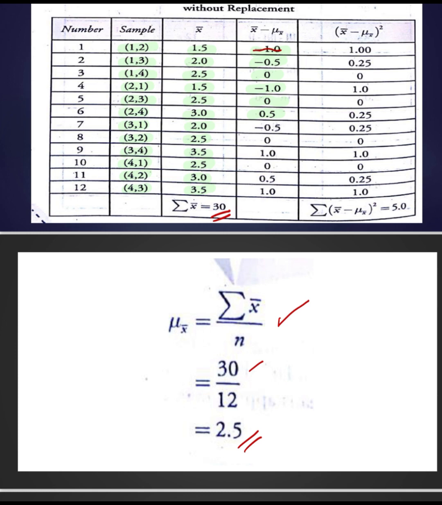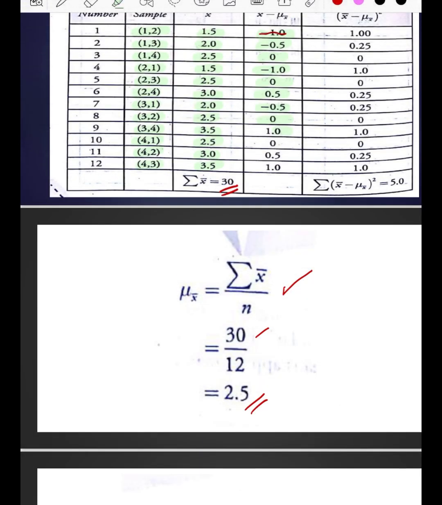2.0 minus 2.5 is equal to negative 0.5. 2.5 minus 2.5 is equal to 0. 3.5 minus 2.5 is equal to 1.0. 2.5 minus 2.5 is equal to 0. 3.0 minus 2.5 is equal to 0.5. And 3.5 minus 2.5 is 1.0.